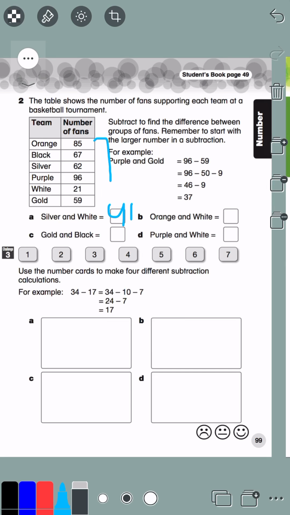What is the difference between the orange and the white? Here as well, we don't have to partition. All you have to do is subtract the ones from the ones and the tens from the tens. Start off with a bigger number.